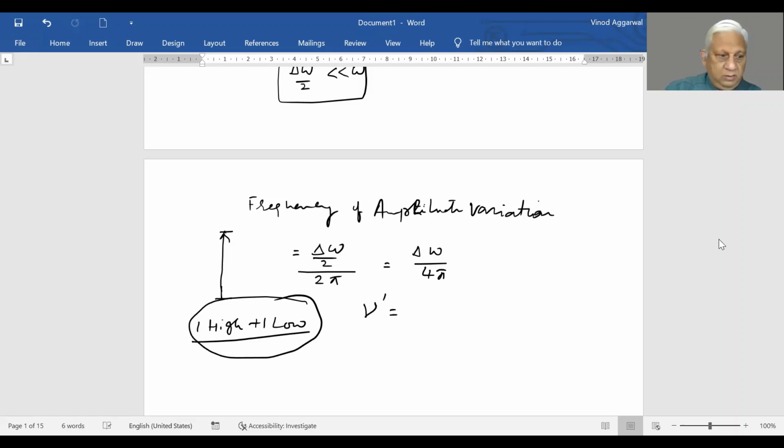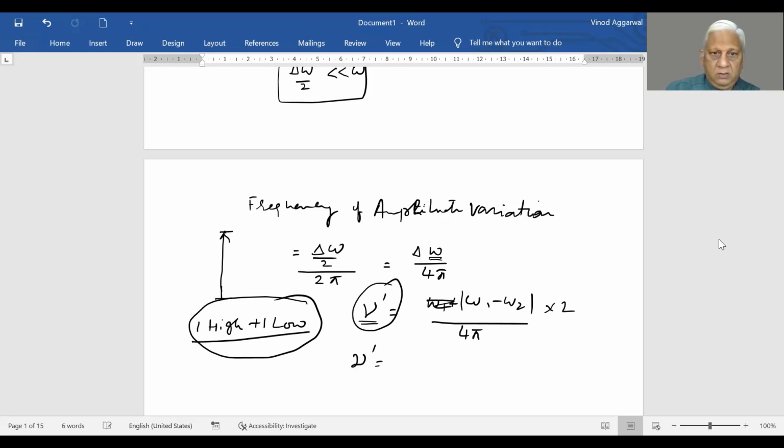Normally it should have been, if we take this, just the absolute value of these two. Since in one cycle we hear two waxings and wanings, this becomes twice, so the frequency of waxing and waning is delta omega divided by 2 pi. This frequency of waxing and waning is called beats, the frequency of beats.